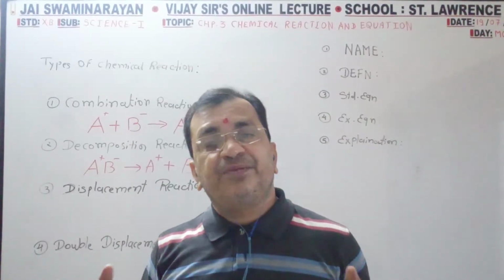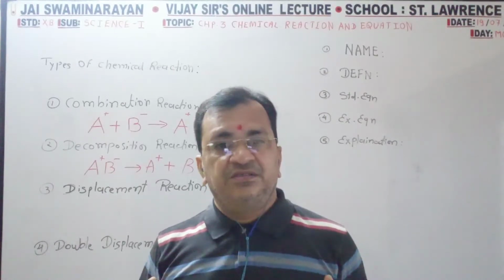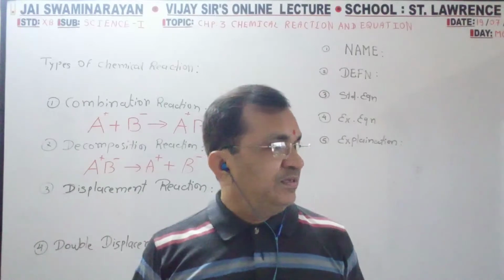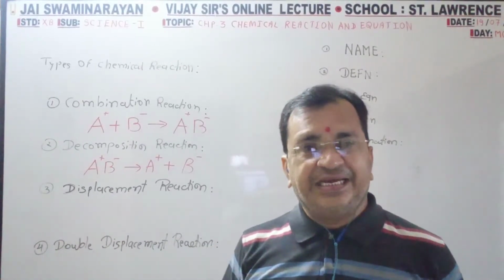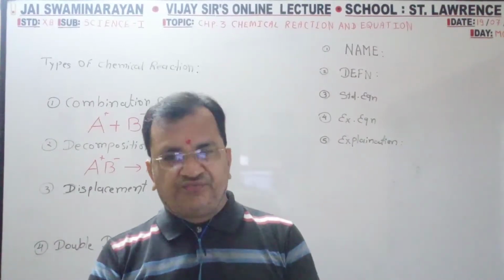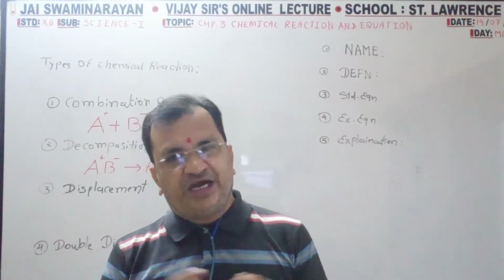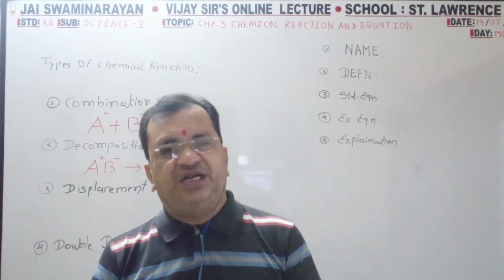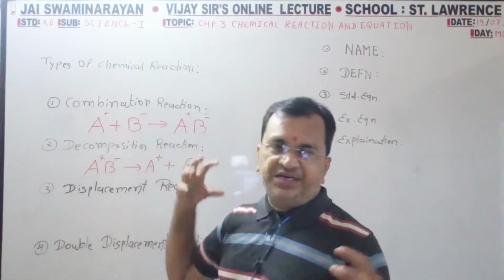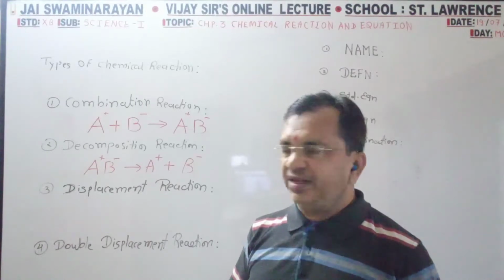Why am I writing plus and minus? Plus means positive, minus means negative, cations and anions. So a compound forms by sharing or by giving and taking of electrons. So basically combination can be possible from positive and negative ions.